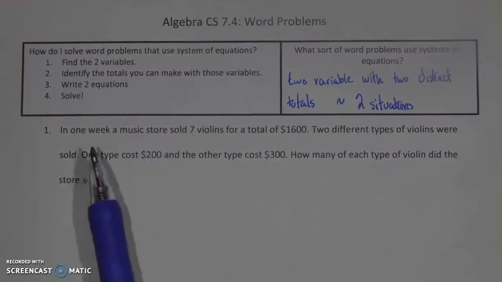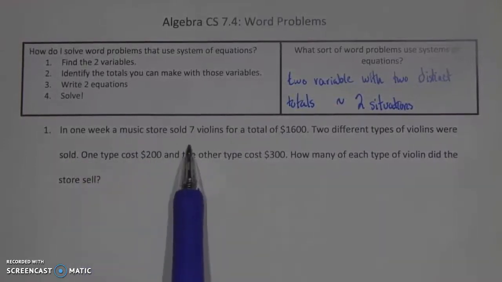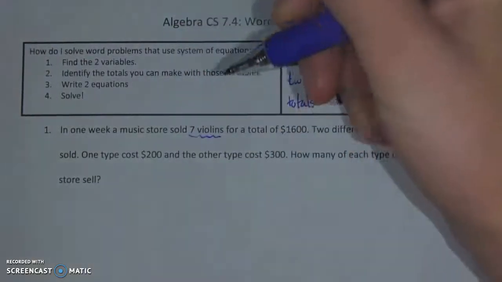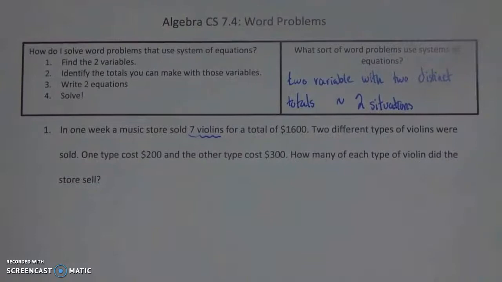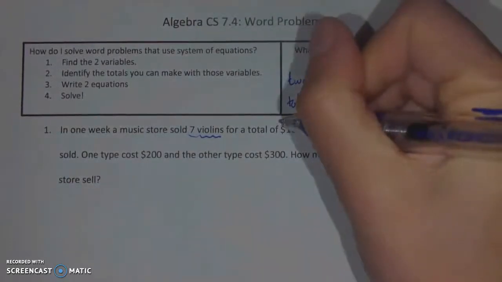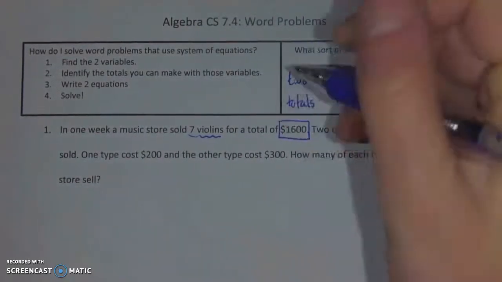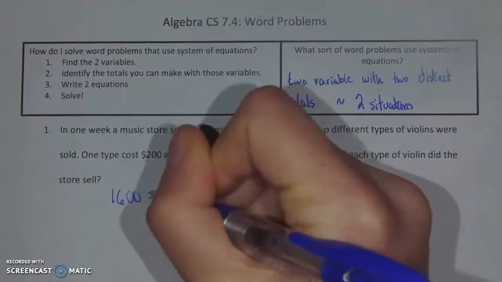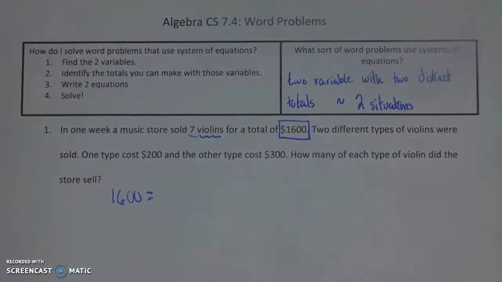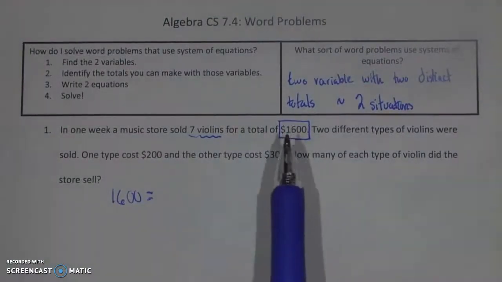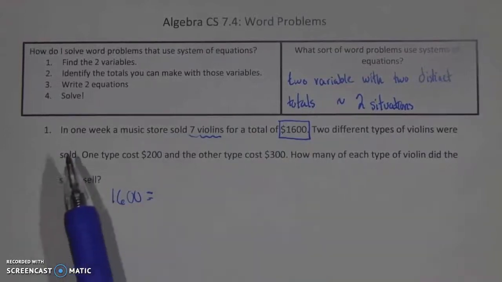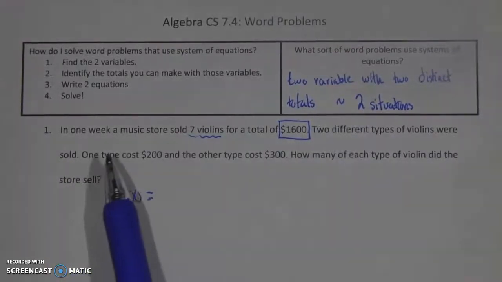Okay, so let's go through this the way I normally would with my note card. I know that I have 7 violins. Not quite sure what I'm going to do with that information yet. I know that it's going to make a total of $1,600. Now, total is great because that means already I've got 1,600 is equal to something. It's a combination of a couple numbers. And let's see what other information it gives me. It tells me that two different types of violins were sold, so I've got two situations here.